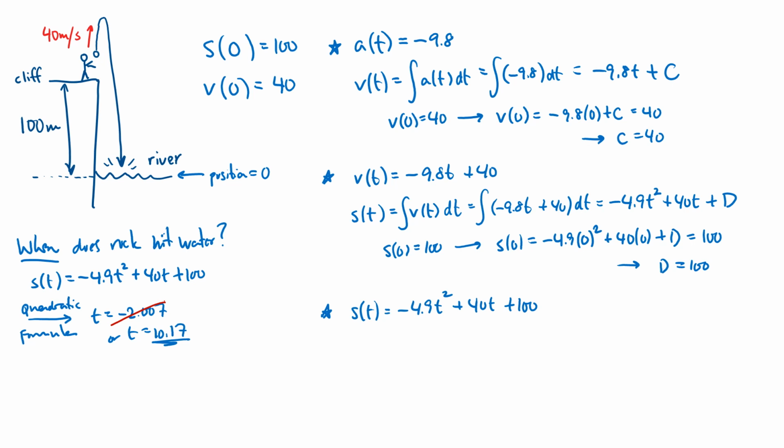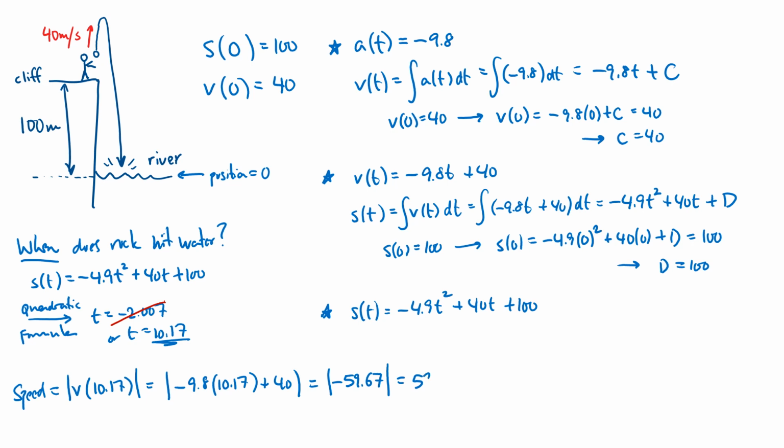So the speed is going to be the absolute value of the velocity at this time, v of 10.17. That's going to be the absolute value of negative 9.8 times 10.17 plus 40. Inside those absolute value brackets, I end up getting negative 59.67. So the absolute value gets rid of that negative, so 59.67 meters per second. That's the speed that I'm looking for.